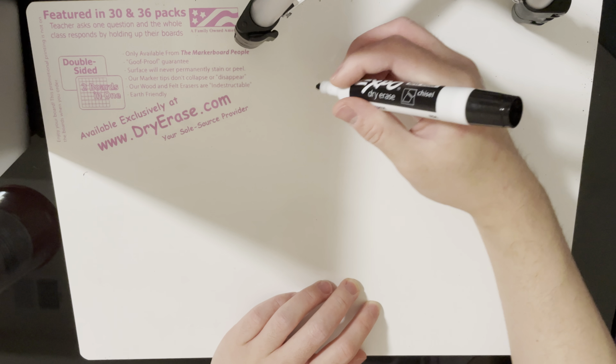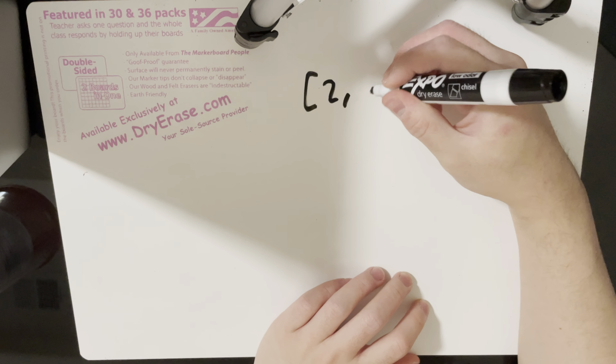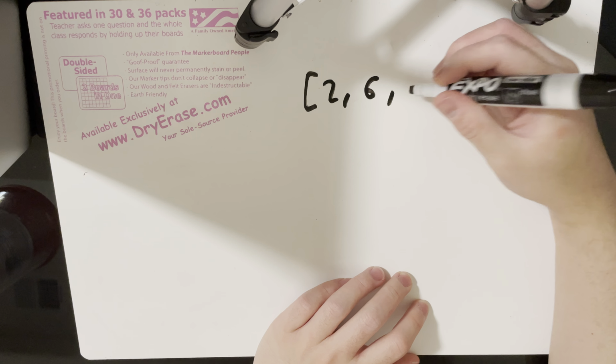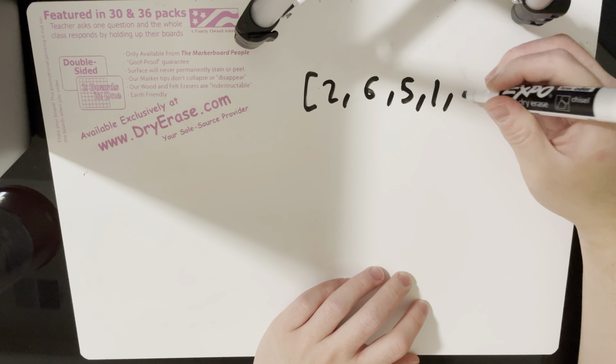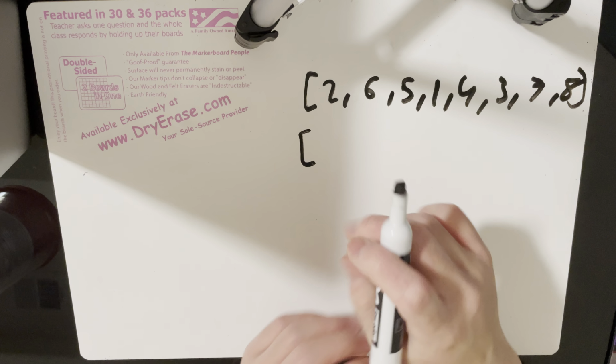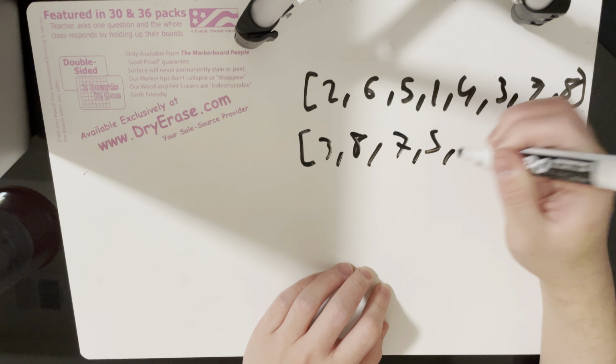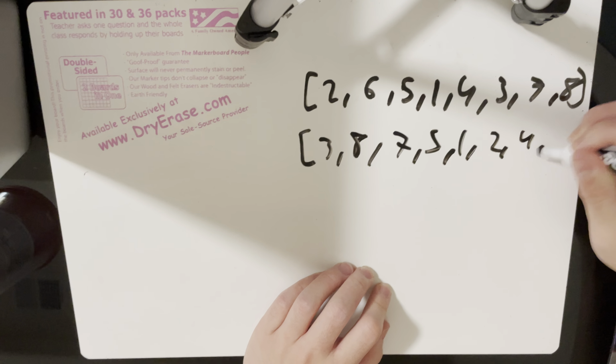So, in the second test case of the first sample, we have the first array looking like 2, 6, 5, 1, 4, 3, 7, 8. And the second array looks something like 3, 8, 7, 5, 1, 2, 4, 6.